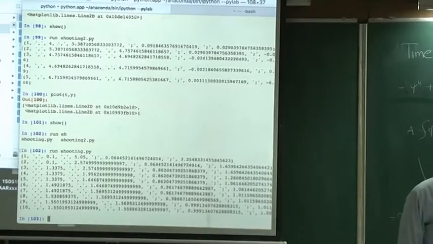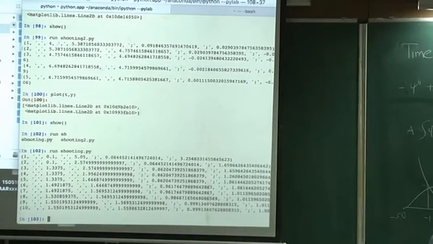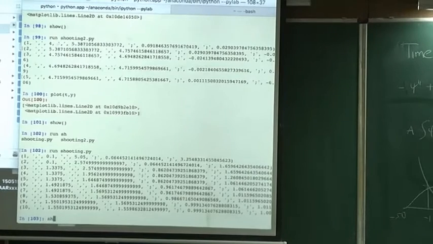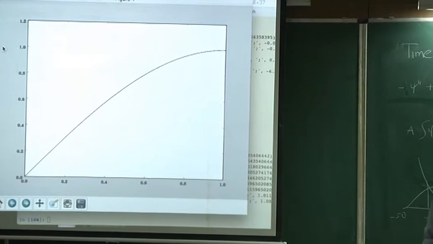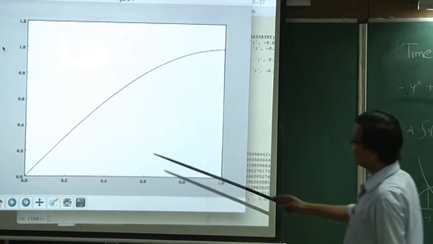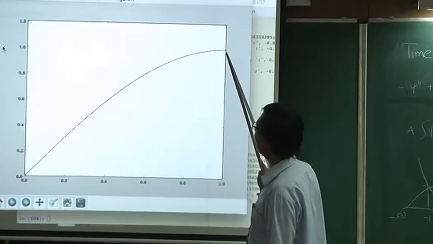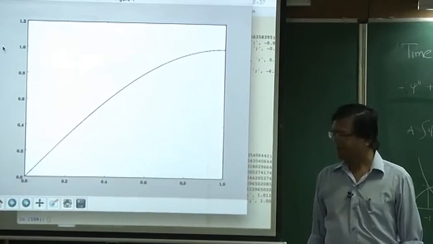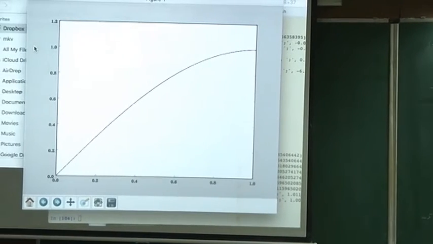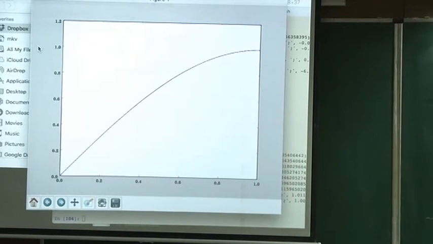How does the plot look? It is already plotted, I believe. Okay, so this is my answer. I start from here, and this is y equal to 1. So, this is the first problem, the shooting method. Given the two boundaries, I solved for y.